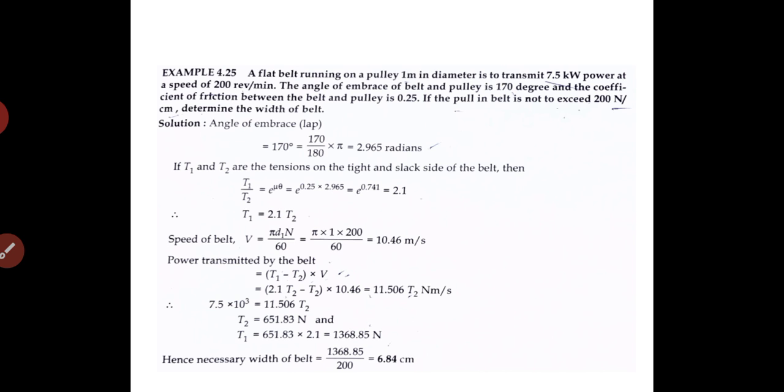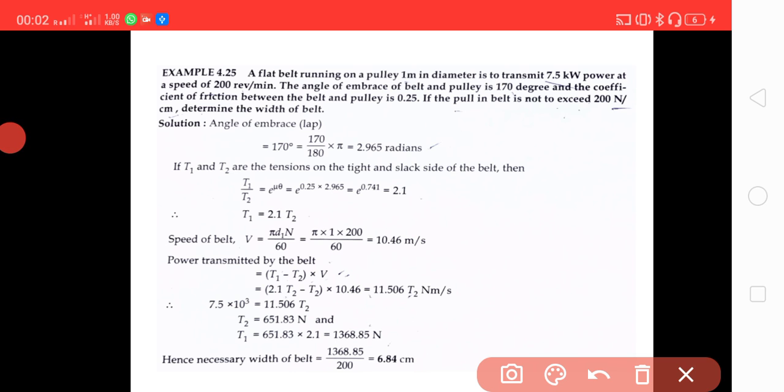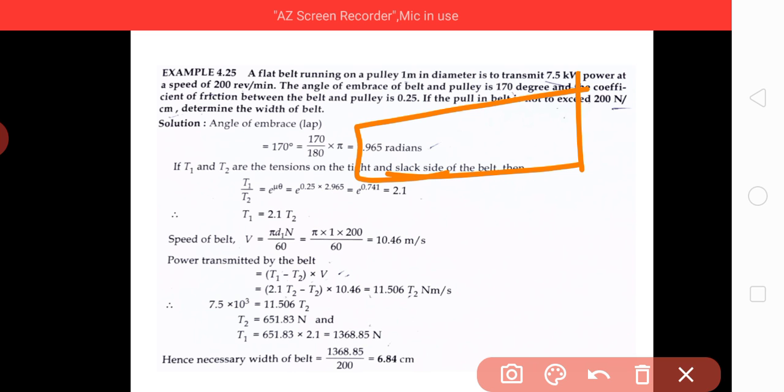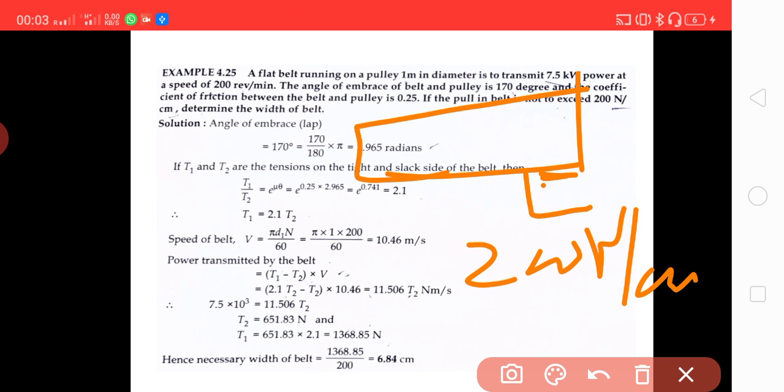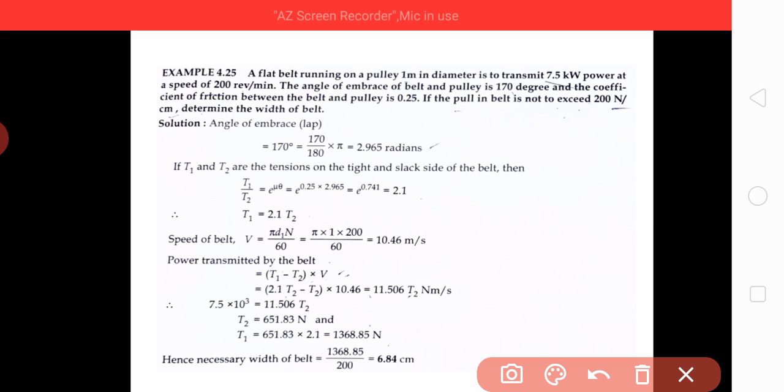Again same thing, find out T1 and T2. T1 will be maximum. This is the width of the belt. How much width should it be, so that the tension in the belt is not exceeding 200 Newton per centimeter width of the belt. Again you have to find out the width of the belt. First find out tension T1, the maximum tension on the tight side, and divide by 200, you will find out the width of the belt. Let us see what he has done.